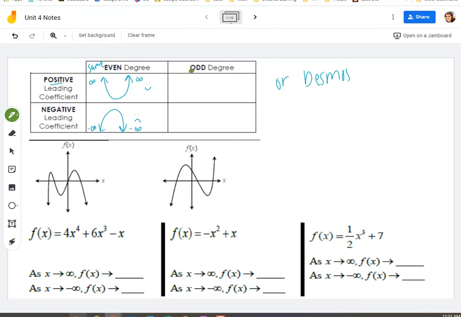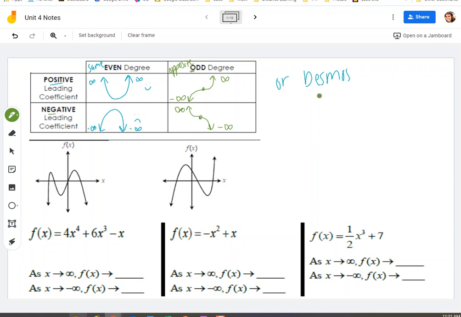Our odd degree end in opposite directions. So our positive leading coefficient odd degree functions are going to look like this. So the right side ends up towards positive infinity and the left side ends at negative infinity. And then our negative odd degree functions are that snake shape but backwards. So the left side this time is ending up at positive infinity, and the right side is negative infinity.